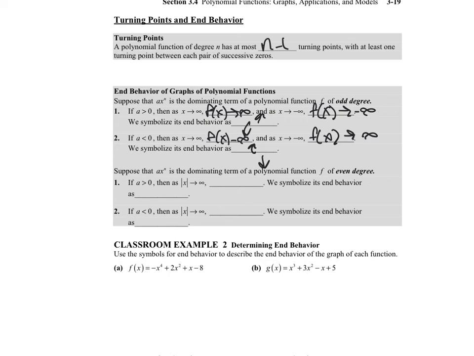So for even functions, if a is greater than 0, then as the absolute value of x approaches infinity, f of x approaches infinity. We symbolize this as both go up. If a is less than 0, then as x approaches infinity, f of x approaches negative infinity, and we symbolize it as that.